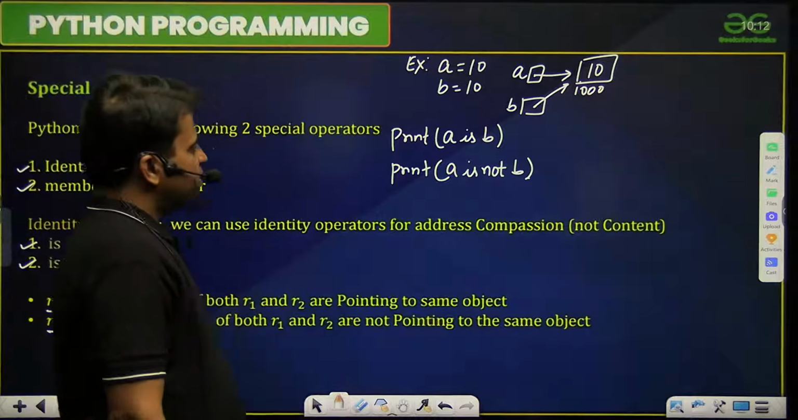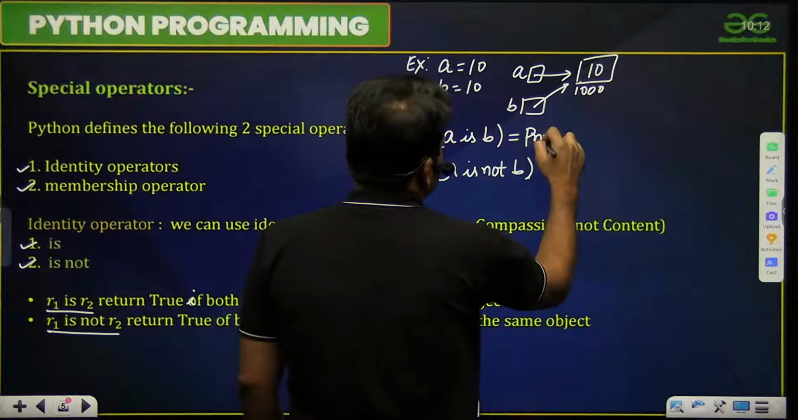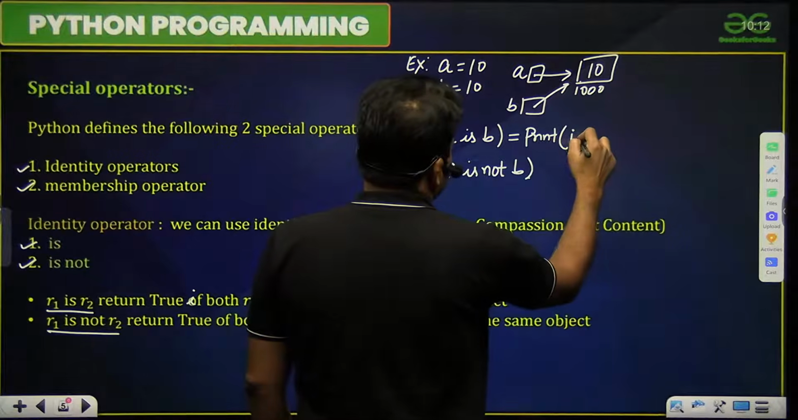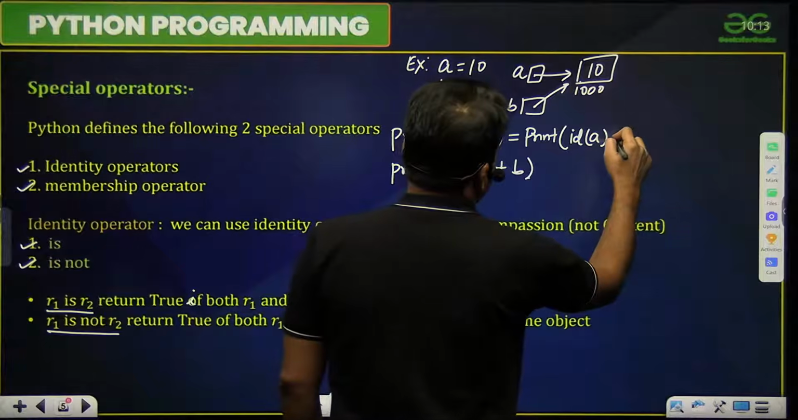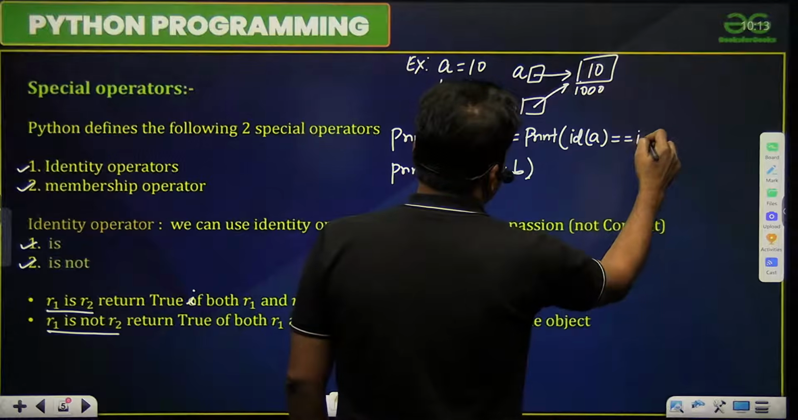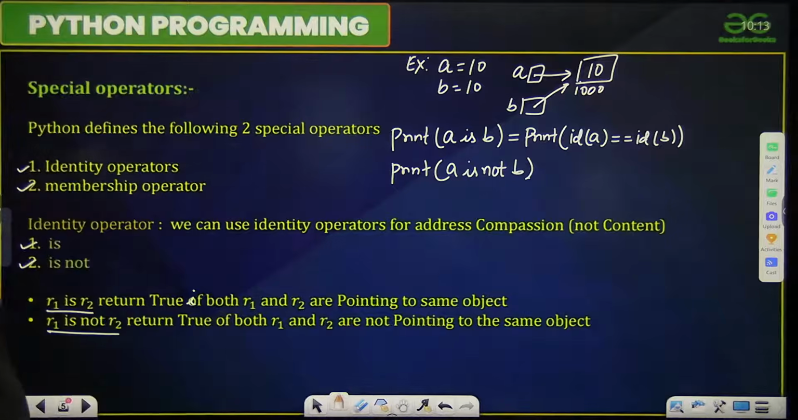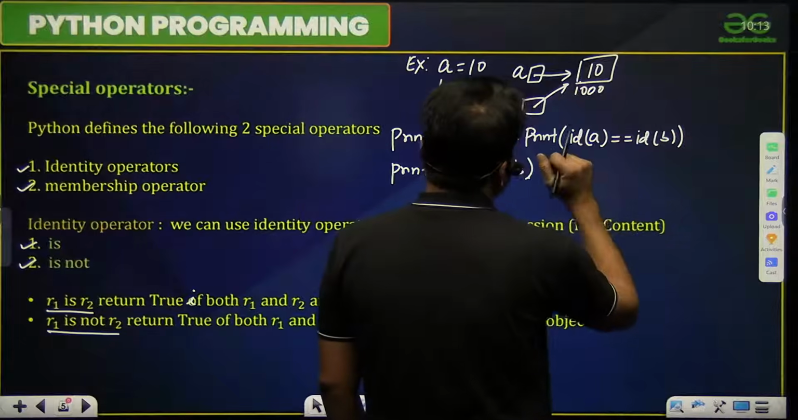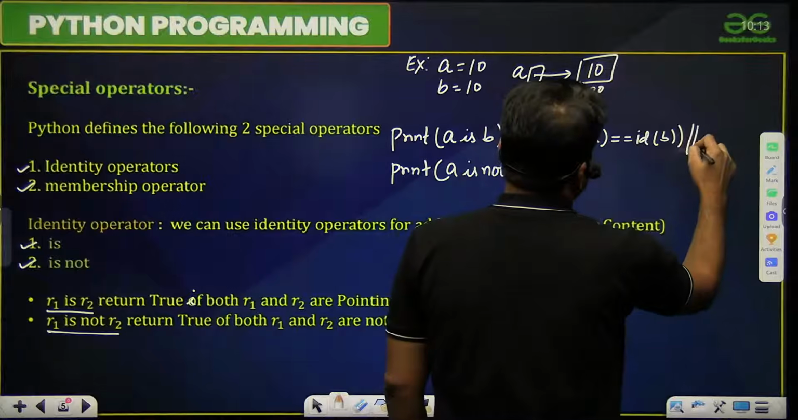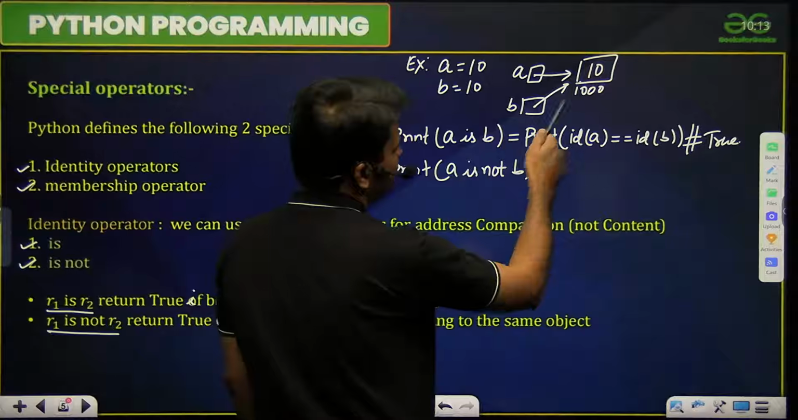Yes, student. What is the meaning of A is B? The logical meaning, sir. ID of A is equal to ID of B. The ID function returns the reference ID. Basically, both are pointing to the same object. So the answer of this is what, student? The answer is true, because ID of A is 1000 and ID of B is 1000, right?